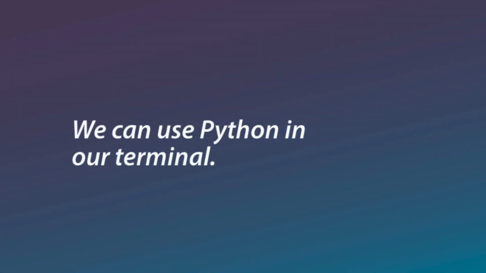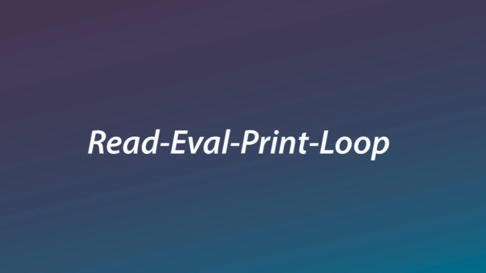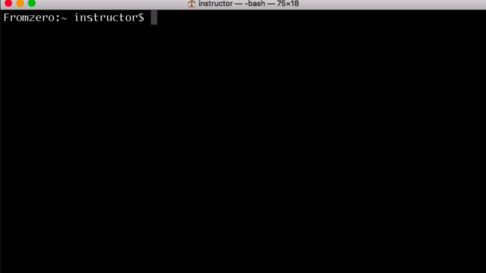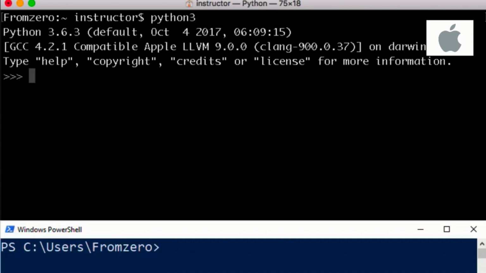To have a first good taste of Python, we don't need to go further than our terminal. Python allows you to interact with it using what's called the REPL. That stands for Read, Eval, Print Loop, and essentially it's an interactive shell that lets you write short commands and get the output immediately. To open the Python REPL in Mac, open your terminal and type python3, and in Windows, open the PowerShell and type python.